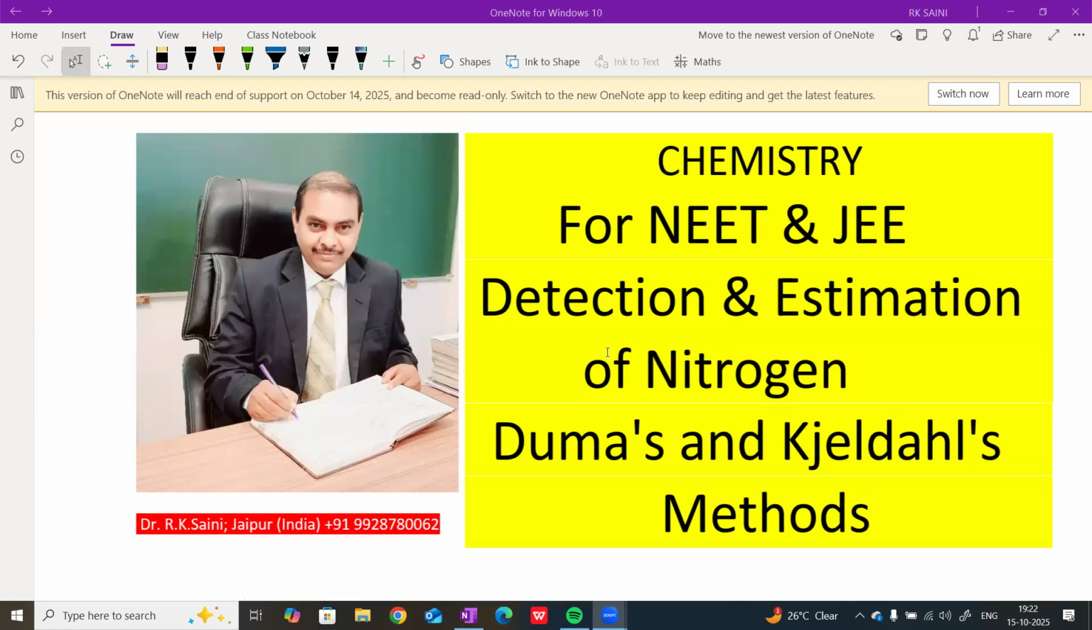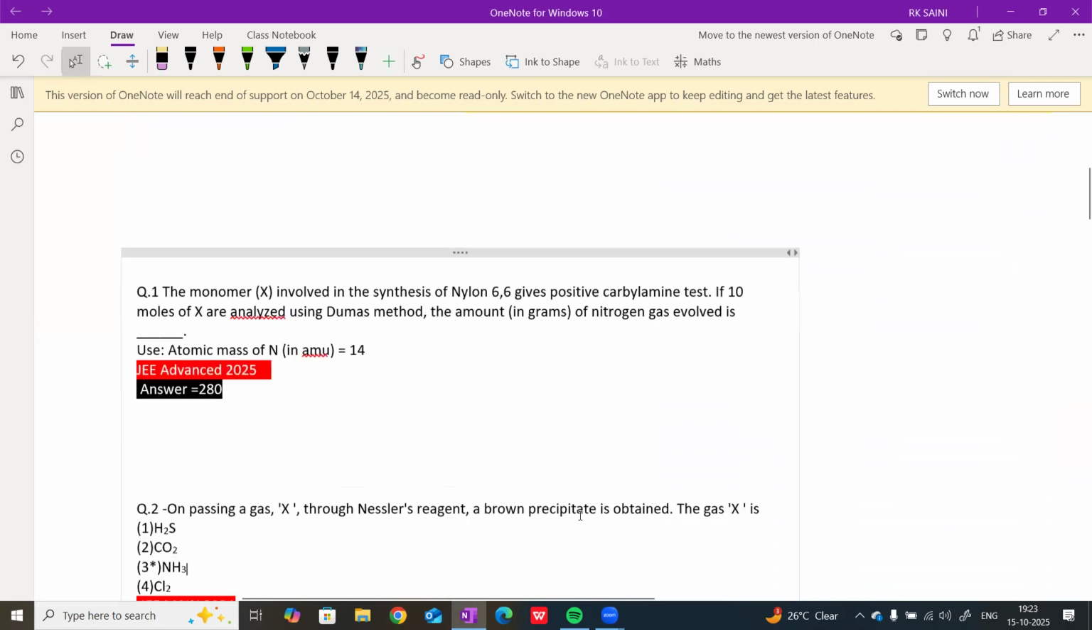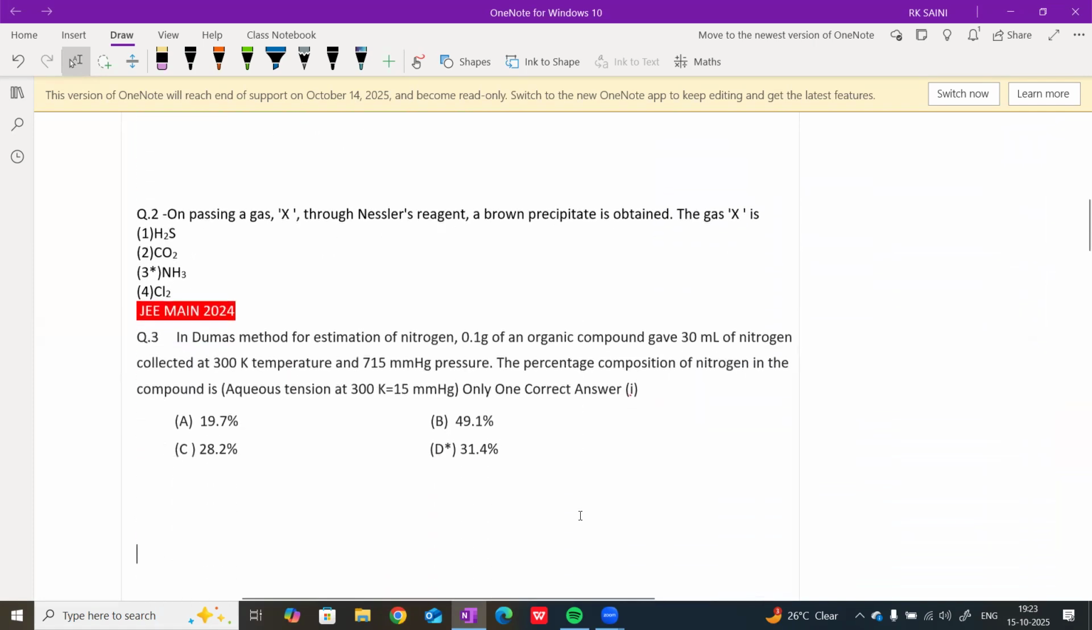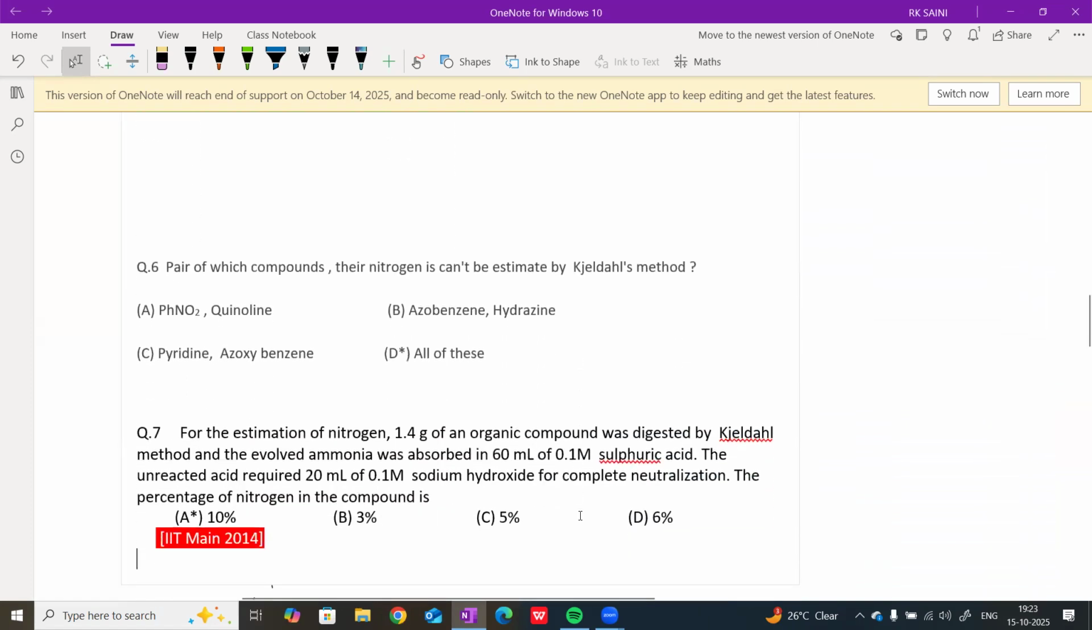I am Dr. RK Seni, and today I am going to discuss detection and estimation of nitrogen of the organic compound. As you know, it is a very important topic for NEET and JEE examination. First, we discuss their methods, Duma and Kjeldahl, and then solve some questions. These are the related questions of Duma method and Kjeldahl method. These questions were asked in previous JEE and NEET examinations.